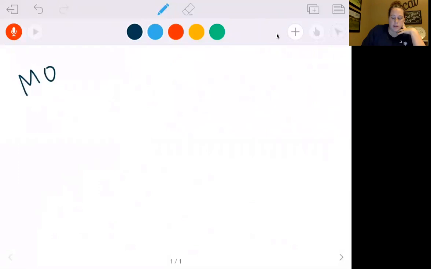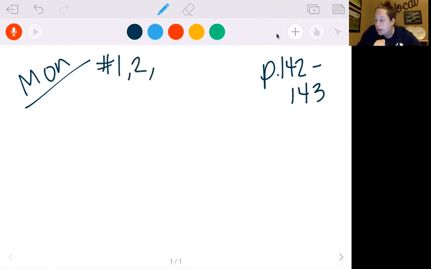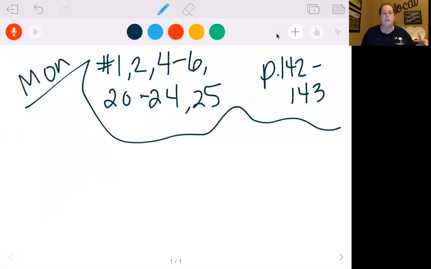So we're going to start with Monday. We're going to be doing some review for your open book test tomorrow on Tuesday. So we're going to be on page 142 to 143. I'm going to put right here what your numbers are going to be. You're going to do 1, 2, 4 through 6, 20 through 24, and 25. So I'm going to kind of separate that and let's look at those together.